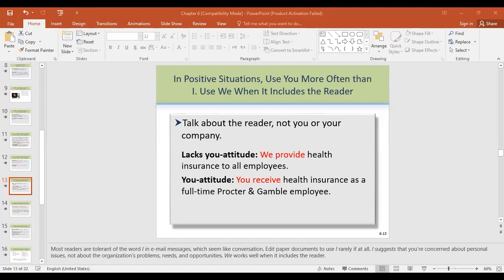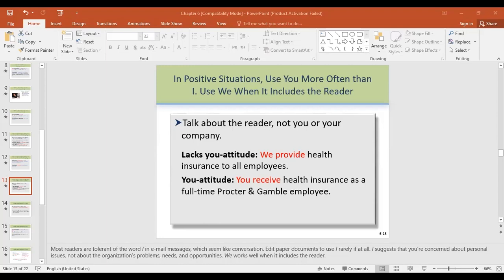Okay. Let's say, lacks you attitude: we provide health insurance to all employees. You attitude: you receive health insurance as a full-time Procter and Gamble employee. So most readers are tolerant of the word I in email messages, for example, which seems like conversation. But in edited paper documents, use I rarely, if at all. I suggest that you are concerned about personal issues, not about the organization's problems, needs, and opportunities. I don't care about organization. I don't care about you.